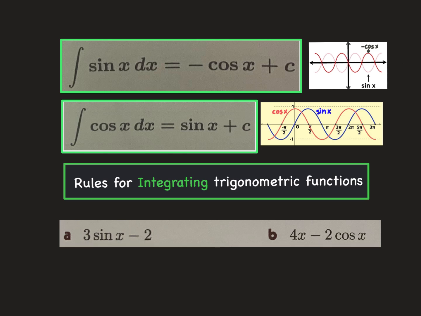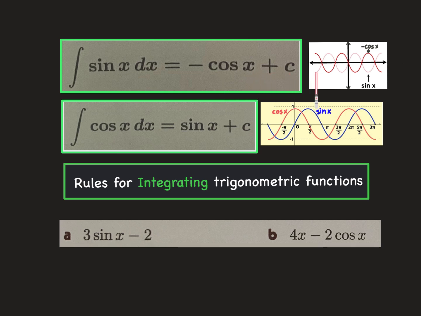In this video, I'm going to show you how to integrate trigonometric functions. First of all, have a look at the rules. The integral of sine x becomes minus cos x plus the constant.